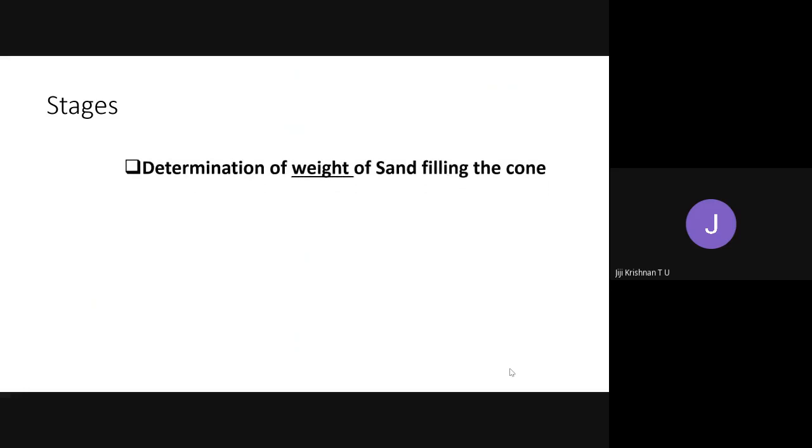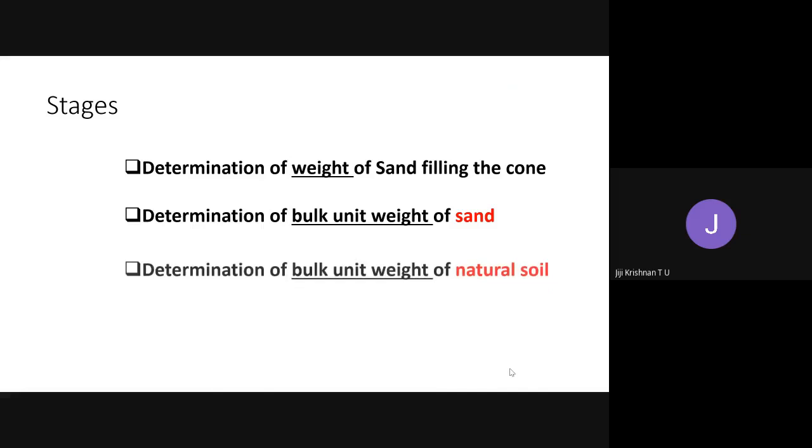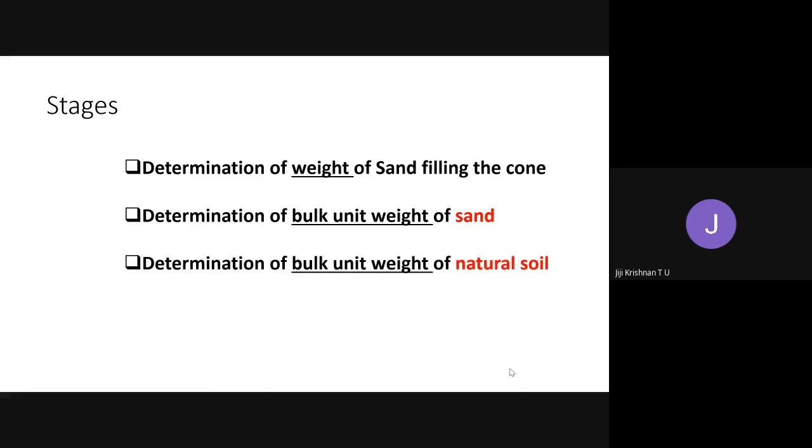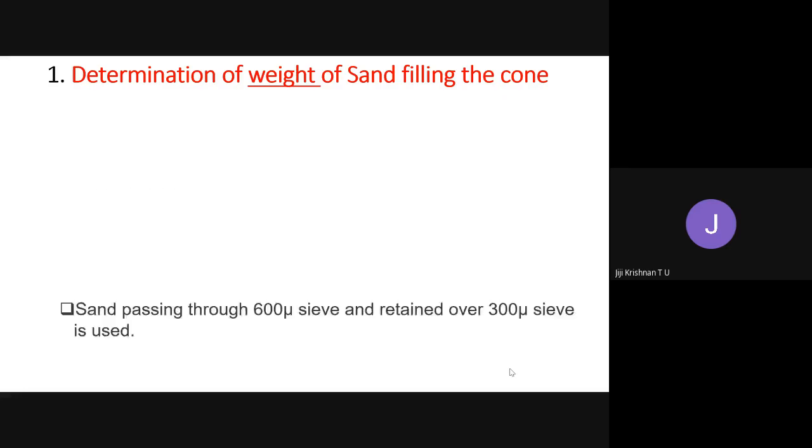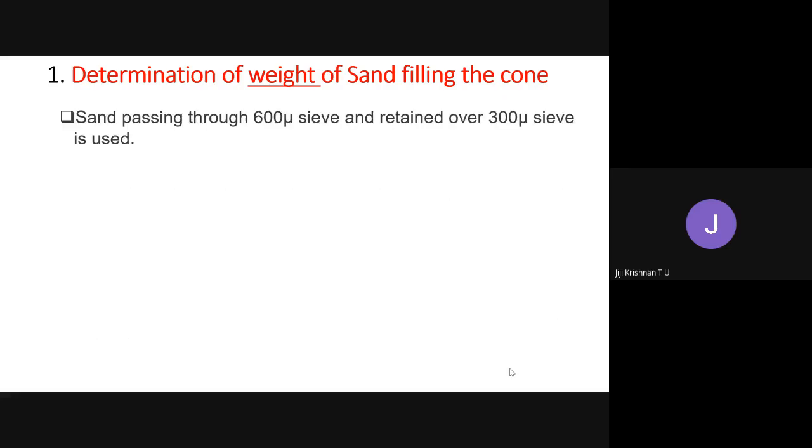Determination of weight of sand filling the cone, then determination of bulk unit weight of the sand, and determination of bulk unit weight of natural soil. First, determination of weight of sand filling the cone. For that, sand passing through 600 micron sieve and retained over 300 micron sieve is used.